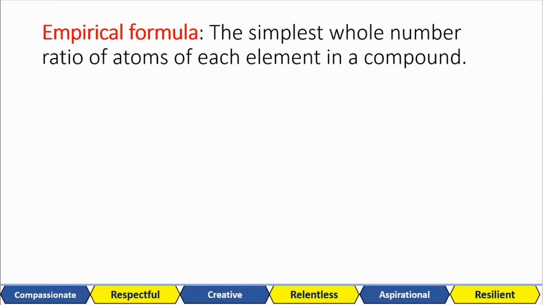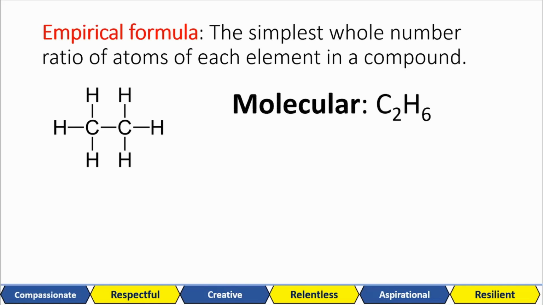Empirical formula is the simplest whole number ratio of atoms of each element in a compound. To illustrate this, let's look at ethane. Counting the carbons and hydrogens, we see that the molecular formula is C2H6. As you can see, the molecular formula gives you the total number of atoms of each element in a compound, but this isn't the simplest ratio. Dividing both numbers by 2 gives us the empirical formula, which is CH3.